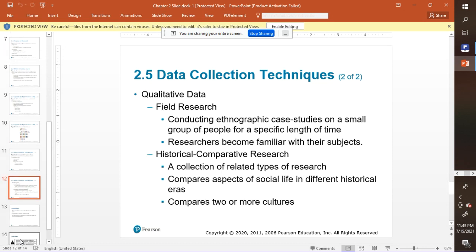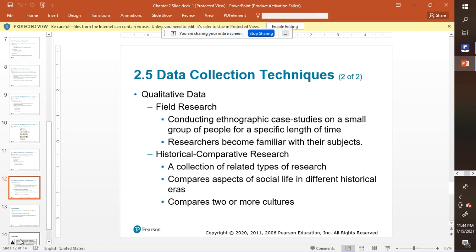We also have what they call the qualitative data. This has to do with field research. In field research, it could also be historical comparative research. Now, talking about field research, it's ethnographic case studies. This is when you try to carry out scientific research describing people and culture with their customs, their habits and mutual differences.